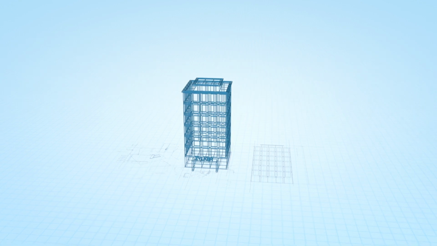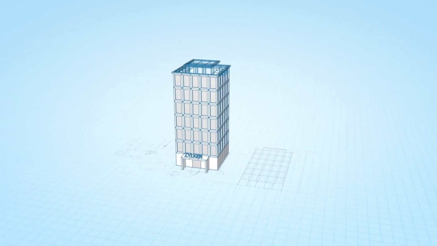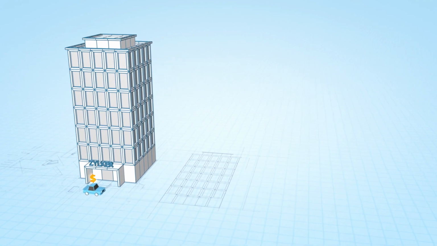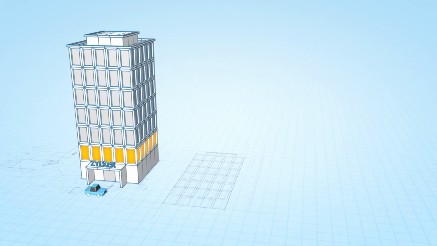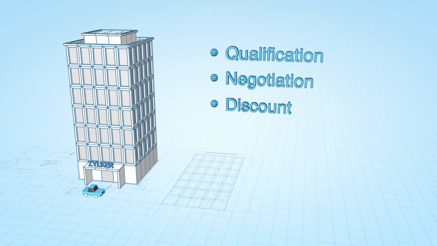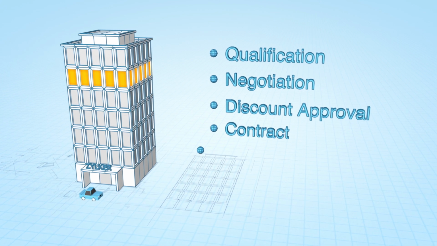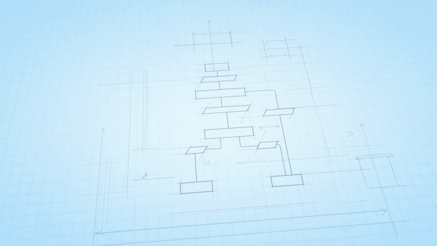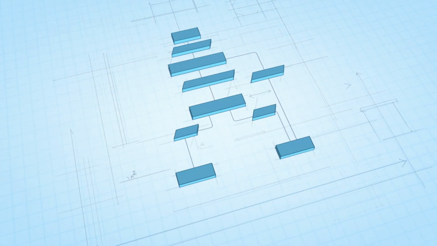Consider a scenario. Zilker Inc., a software development company, follows a simple deal follow-up process. Whenever they have a deal in CRM, it goes through a few stages: qualification, negotiation, discount approval, contract, and deal closure. Let's see how to design a blueprint for Zilker's deal follow-up process.